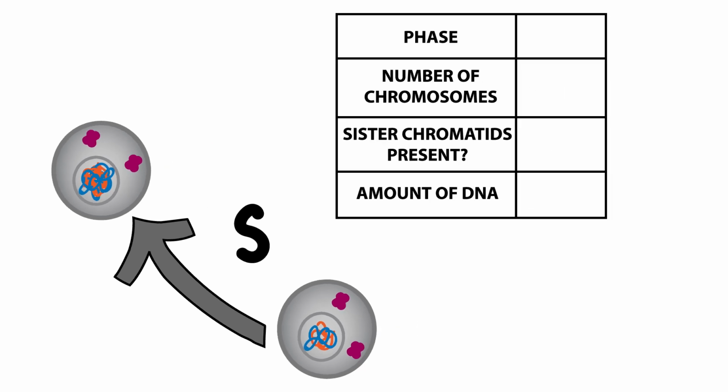Now, how many chromosomes are currently in the cell after S phase, and how many copies of the DNA? Try to fill out this table.